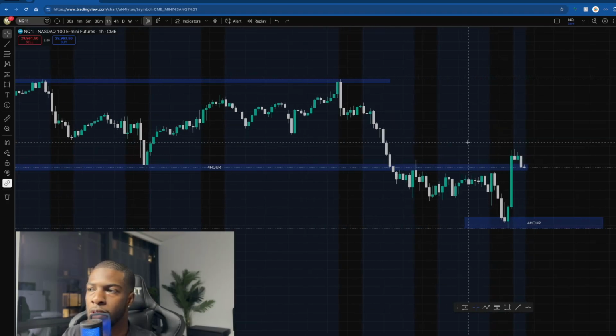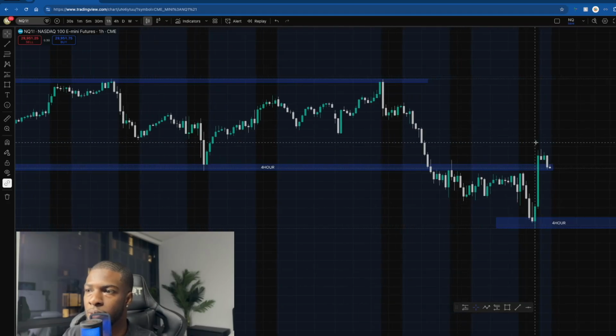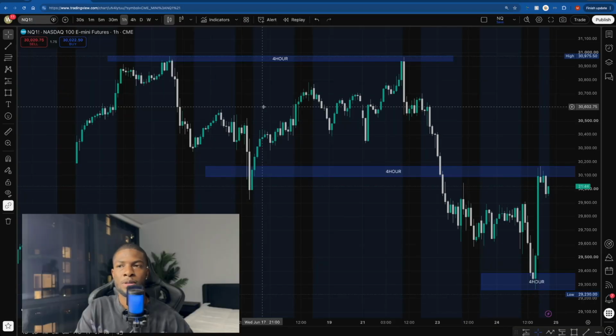Now, levels that don't get respected, I like to delete off of the chart, but for now, we'll leave these here. The higher time frames help us determine where the key levels are, and these key levels on the higher time frames are usually stronger zones.